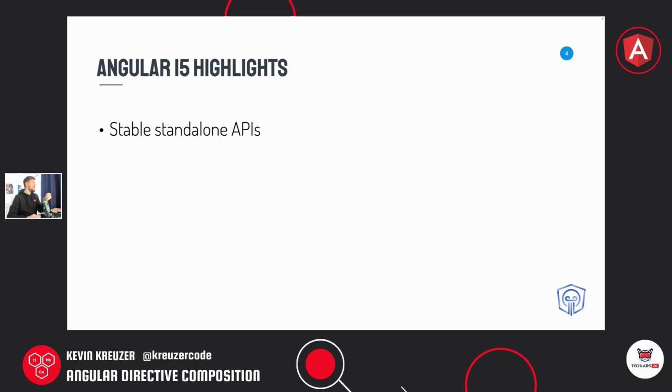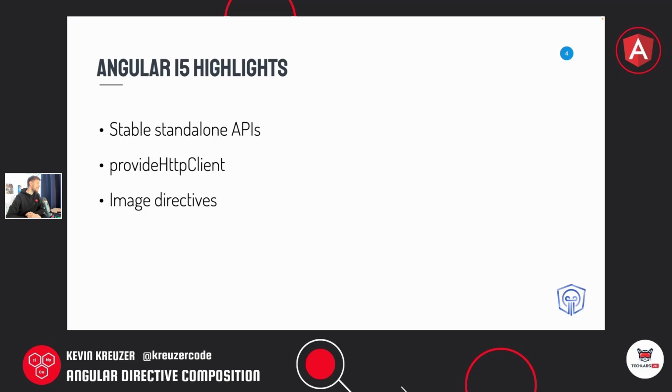One of the favorite features is stable standalone APIs. In V14, we already got standalone APIs, but they were in developer preview. Now in V15, they are finally stable and we can start using them for production. That's pretty cool. Also, in previous versions, we already got some of Angular's core as standalone, like ngFor or ngIf, which should optimize the bundle slightly. And now we also can use the HTTP client standalone by using the provideHttpClient method.